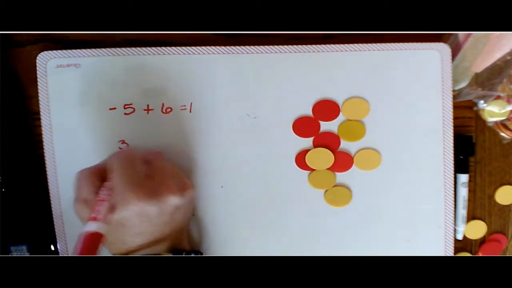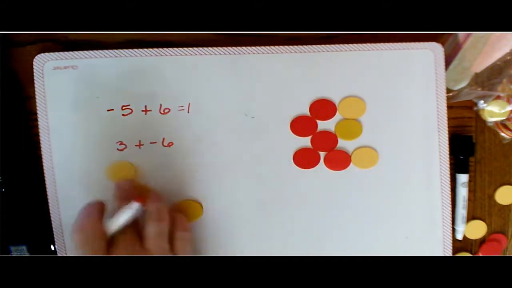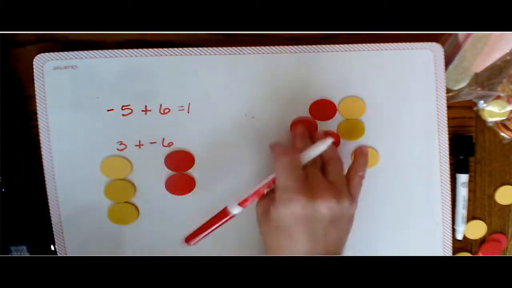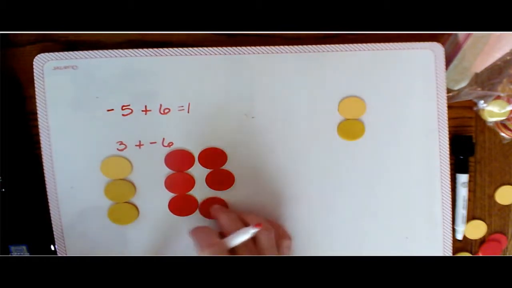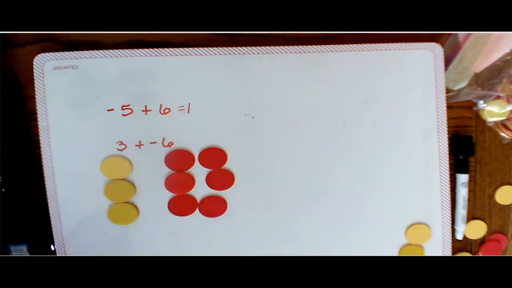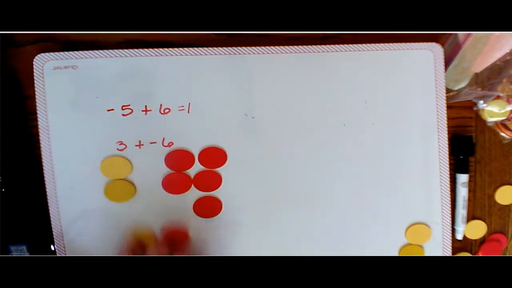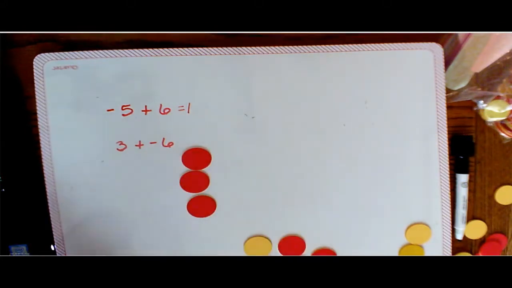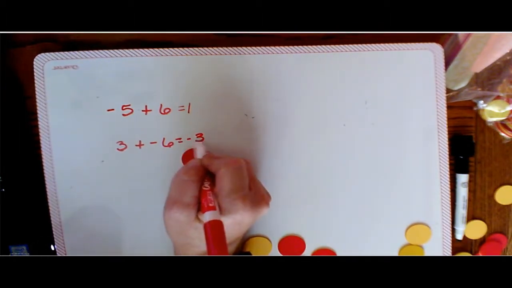Let's try this one. 3 plus -6. A positive 3. A -6. Or find my 0 pairs. Those are my 0 pairs. I took 3 0 pairs away. And that leaves me with a -3.